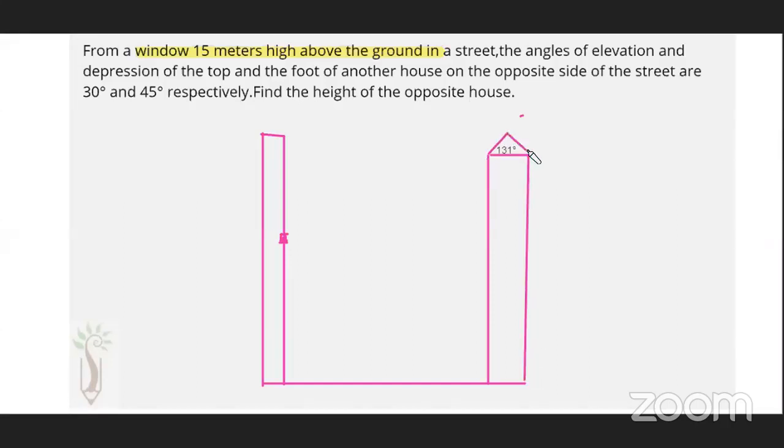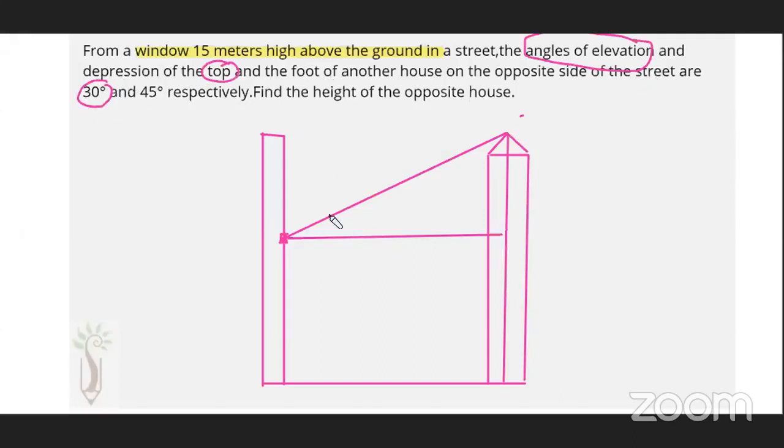So the angle of elevation of the top of the tower is 30 degrees. The first part in the question says angle of elevation of the top, 30 degrees. So it's 30 degrees, this. Then it says angle of depression of the foot of the house is 45 degrees. So are we getting a figure similar to the previous one? So this is 45. I have to shift this as 45.